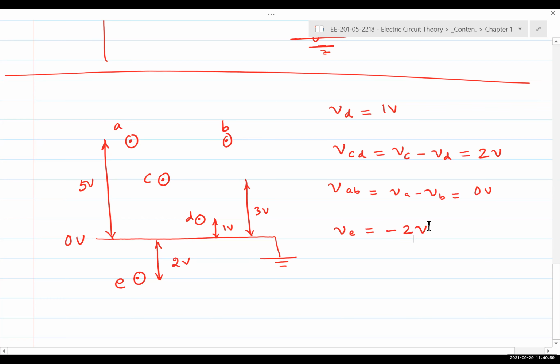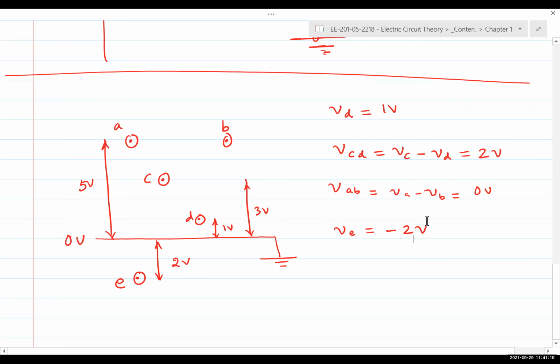Minus 2 volts. If you measure the voltage at ground with your reference point at E, then what do you get? Plus 2 volts. So even though you're measuring at ground, your reference point is crucial. And it's easy to see with this illustration.